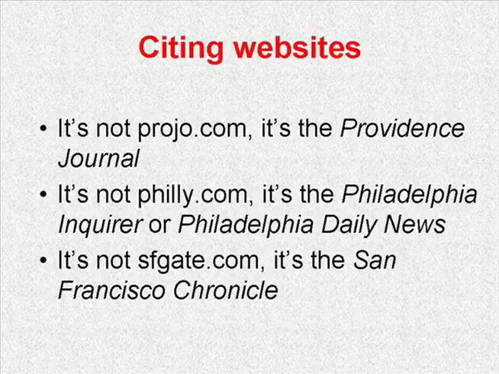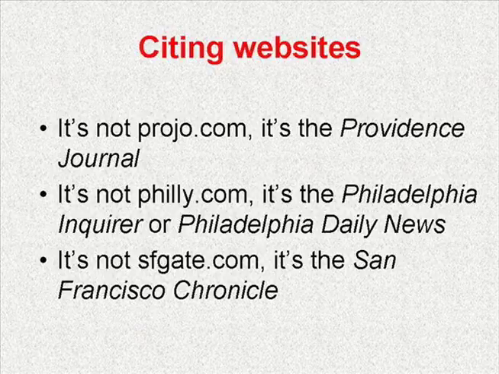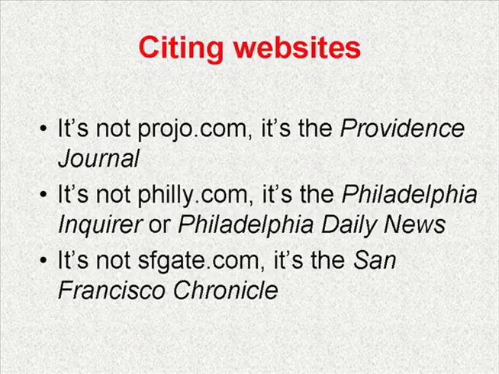Similarly, the Philadelphia Inquirer and the Philadelphia Daily News, the two major daily newspapers in Philadelphia, post their stories on Philly.com. So if you're citing information from Philly.com, you need to determine whether it came from the Philadelphia Inquirer or the Philadelphia Daily News, and you want to cite one or the other, not Philly.com.